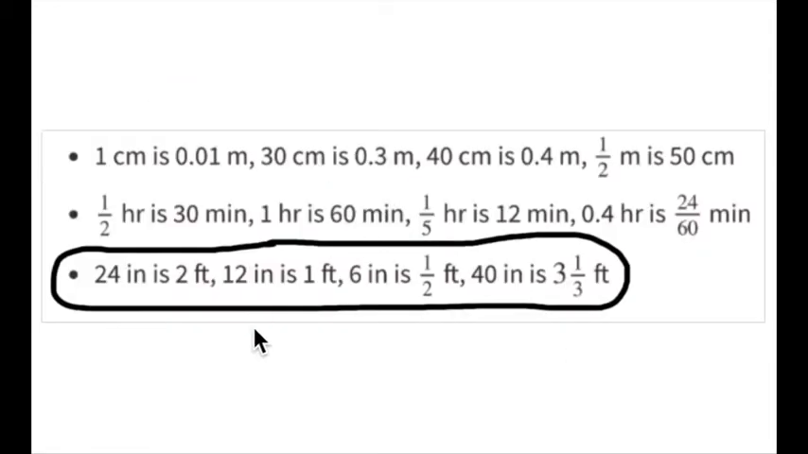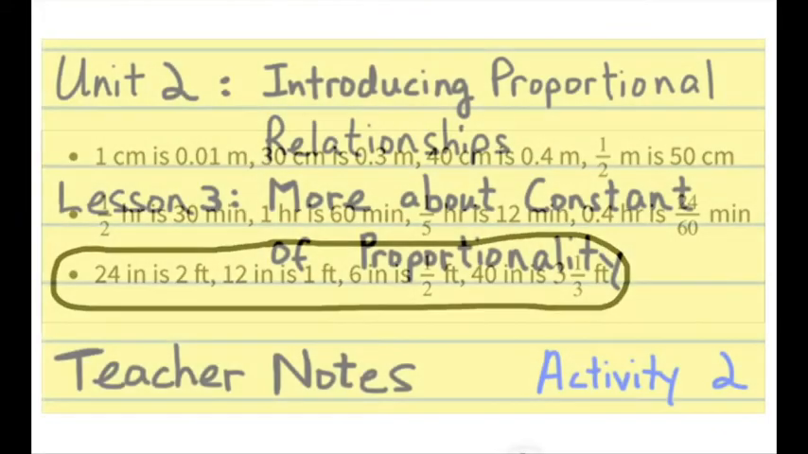So look at their answers. 24 inches is 2 feet. 12 inches is 1 foot. 6 inches is 1/2 of a foot. And 40 inches is the hard one. 40 inches is 3 1/3 feet. So again, the idea of this activity is really just recognition of these relationships, not so much the calculation, but the recognition. So that's activity 1.